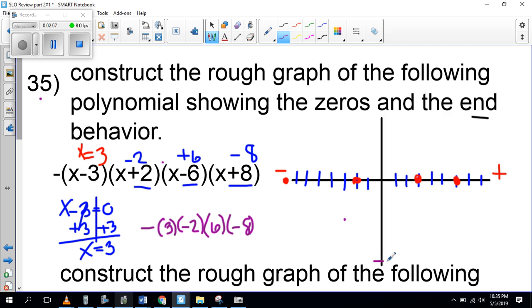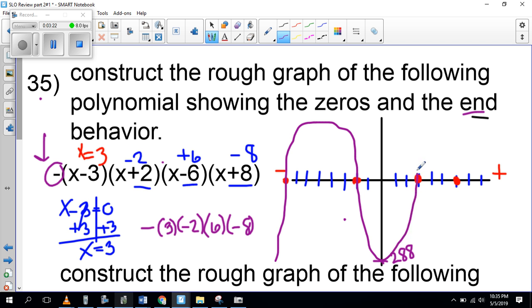I'm just going to guess that negative 288 is right here. And then we've got to know the end behavior. Our negative sign tells us it's going to end going down. So all I do is start going down. I go through my first point, my second point, my y-intercept that we figured out to be negative 288, my next point, and then my last point. And I just put arrows on the end. And that's easy. Super easy. And try the rest of them.